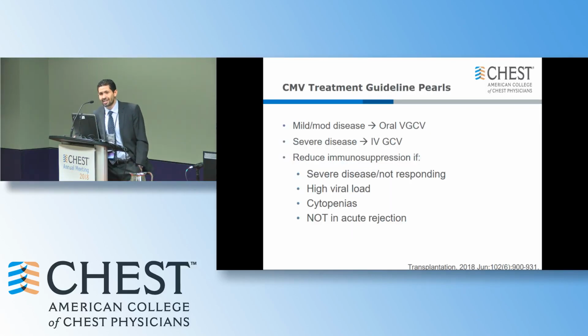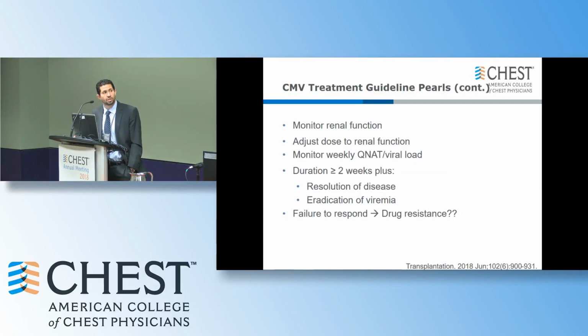The CMV treatment guidelines for solid organ transplants were published this year, and here are just some pearls from those guidelines. If you have mild to moderate disease, oral valganciclovir is recommended. If you do have severe disease, I would recommend the IV ganciclovir. You want to reduce immunosuppression if you have severe disease and are not responding, with high viral load or cytopenias, and you want to make sure that the patient is not in acute rejection. You want to monitor renal function and adjust the dose accordingly, and you also want to monitor weekly quantitative nucleic acid testing or viral load. You want to treat for at least 2 weeks, but you do want to make sure that they have resolution of symptoms and eradication of viremia by QNAT testing. If you have a failure to respond, you want to think about drug resistance and test for any mutations.